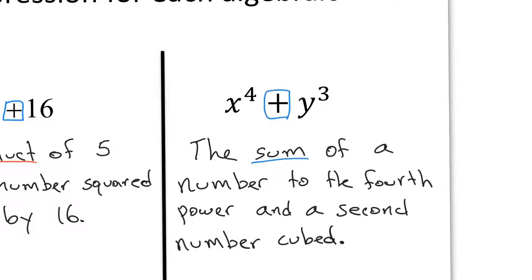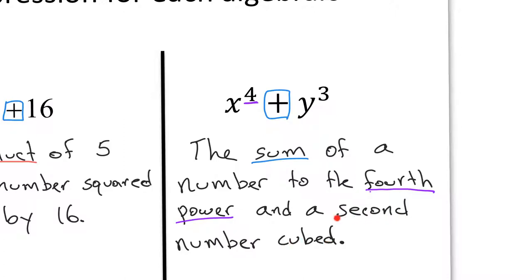So we have the sum of a number. So I'm using a number to represent x. So we have a number to the fourth power. So notice fourth means exponent of 4. And I'm just going to underline that again so you guys can understand what fourth power means. So fourth power is your exponent of 4. Now the following is very important because it says here and a second number cubed.